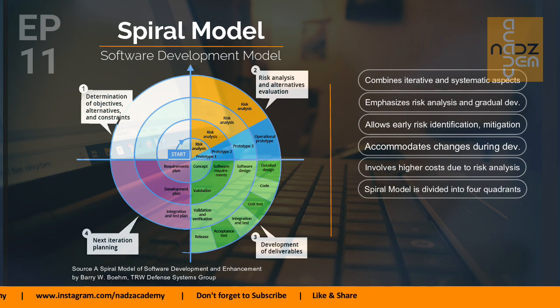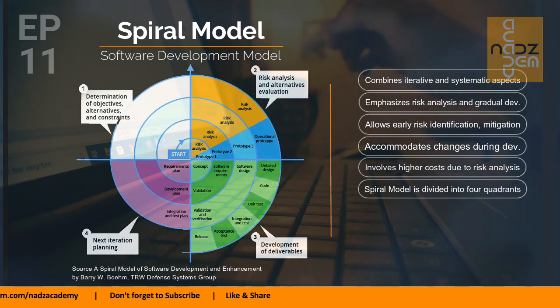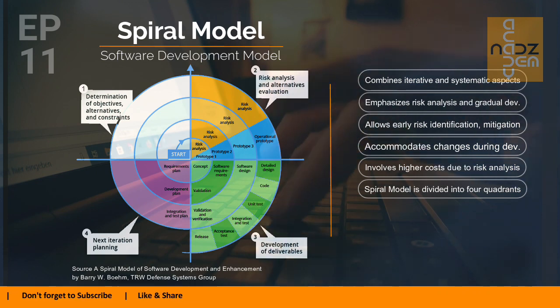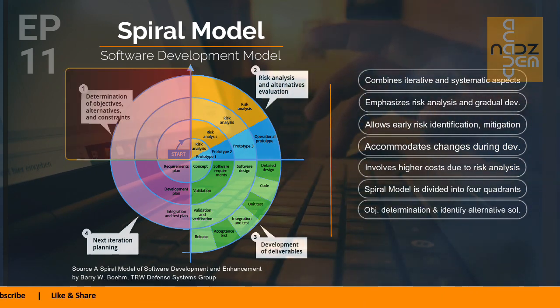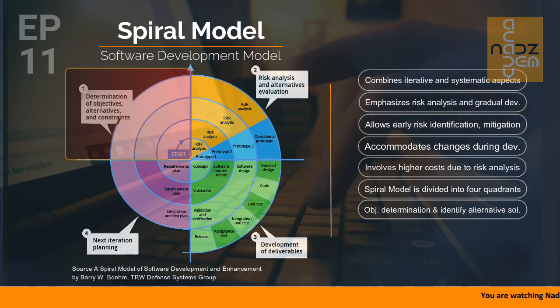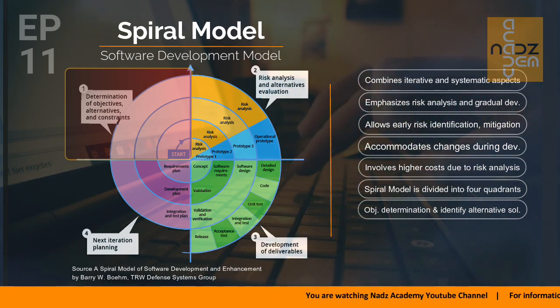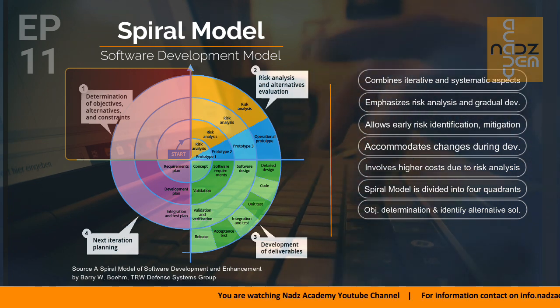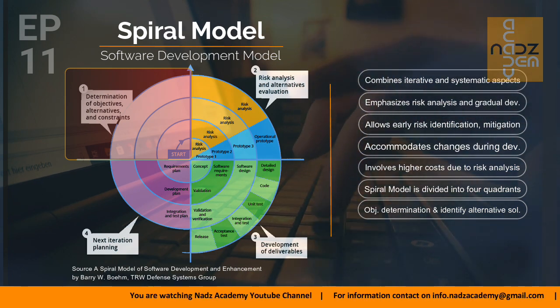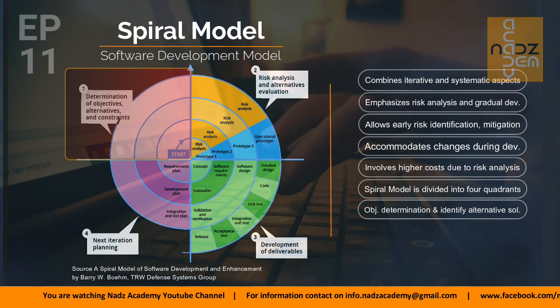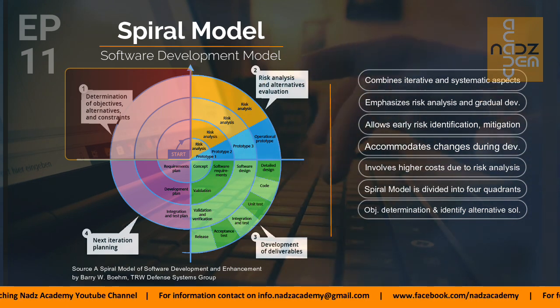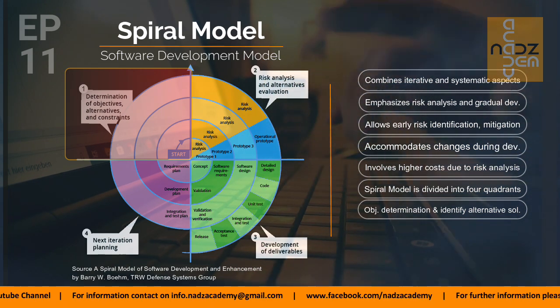Each phase of this spiral model is divided into four quadrants. In first quadrant, objective determination and identification of alternative solutions are performed. Requirements are gathered from the customer and the objectives are identified, elaborated and analyzed at the start of every phase. Then alternative solutions possible for the phase are proposed in this quadrant.